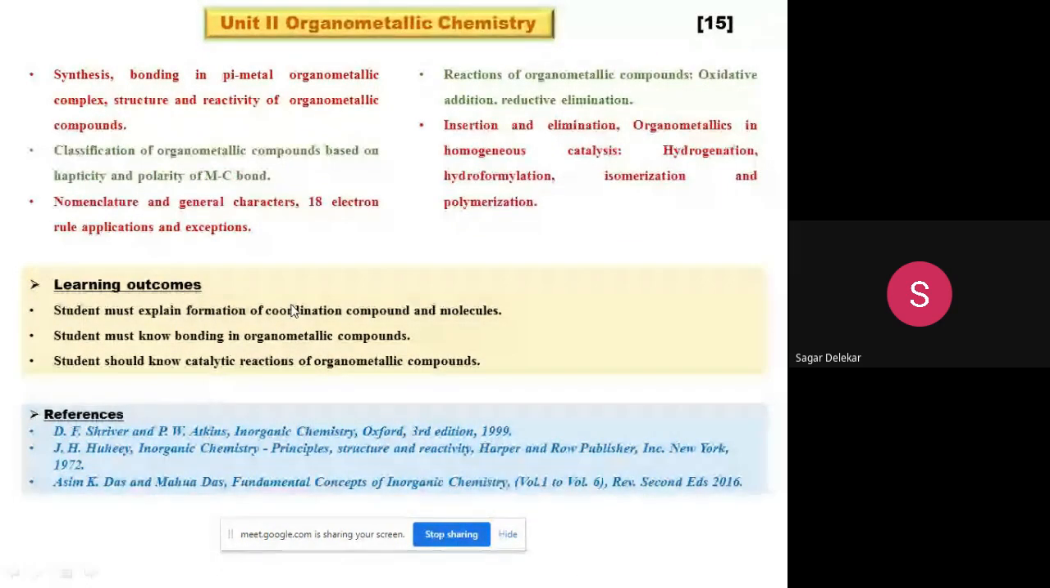Then organometallic chemistry. I am somewhat weak in organometallic chemistry, so I am not going to cover this also. My colleague Dr. Bhange is somewhat expert in this. Faculty members, sorry for the same. If you have a constraint or problem in organometallic chemistry, you may contact Dr. Bhange sir. Definitely he will solve your constraints.